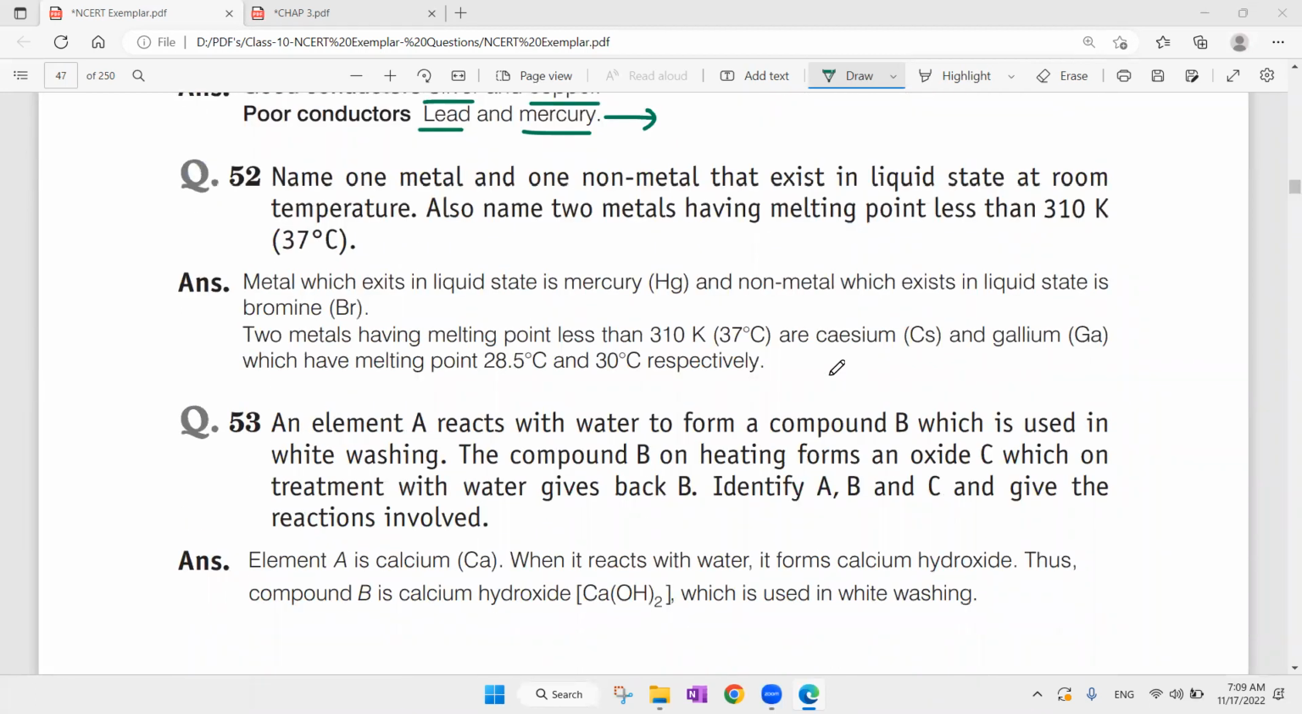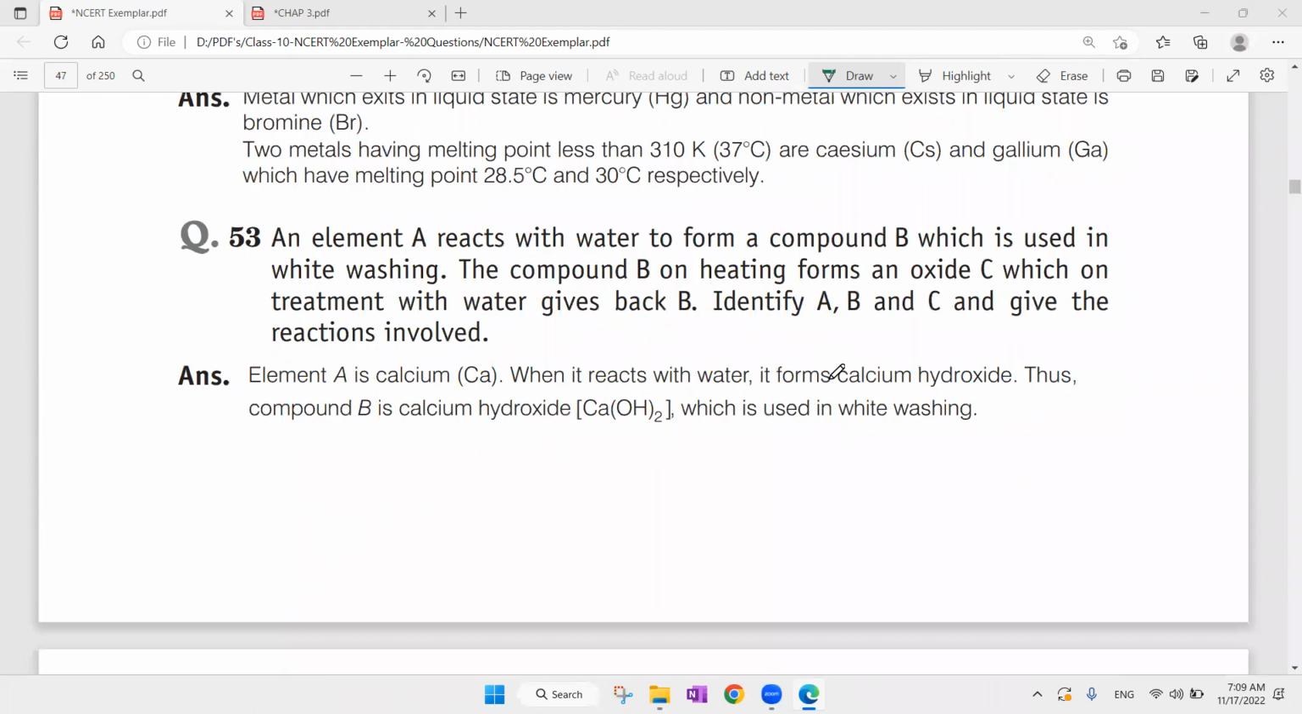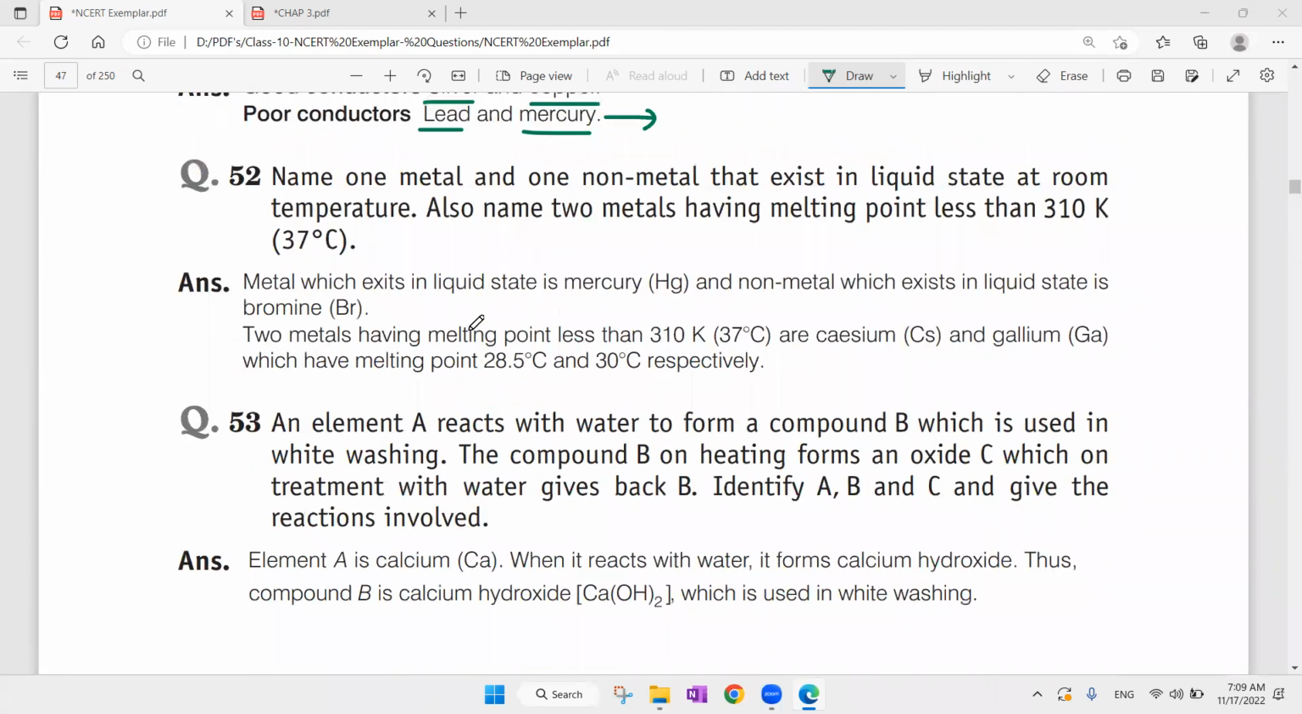Name one metal and one non-metal that exist at room temperature. This is a very small question that you can do. Next, an element A. The answer is also displayed here. An element A reacts with water to form compound B, which is used in whitewashing. Very good. Whitewashing, in the sense, directly we can tell it is calcium hydroxide, Ca(OH)2, because it is there in chapter 1, if you can remember.